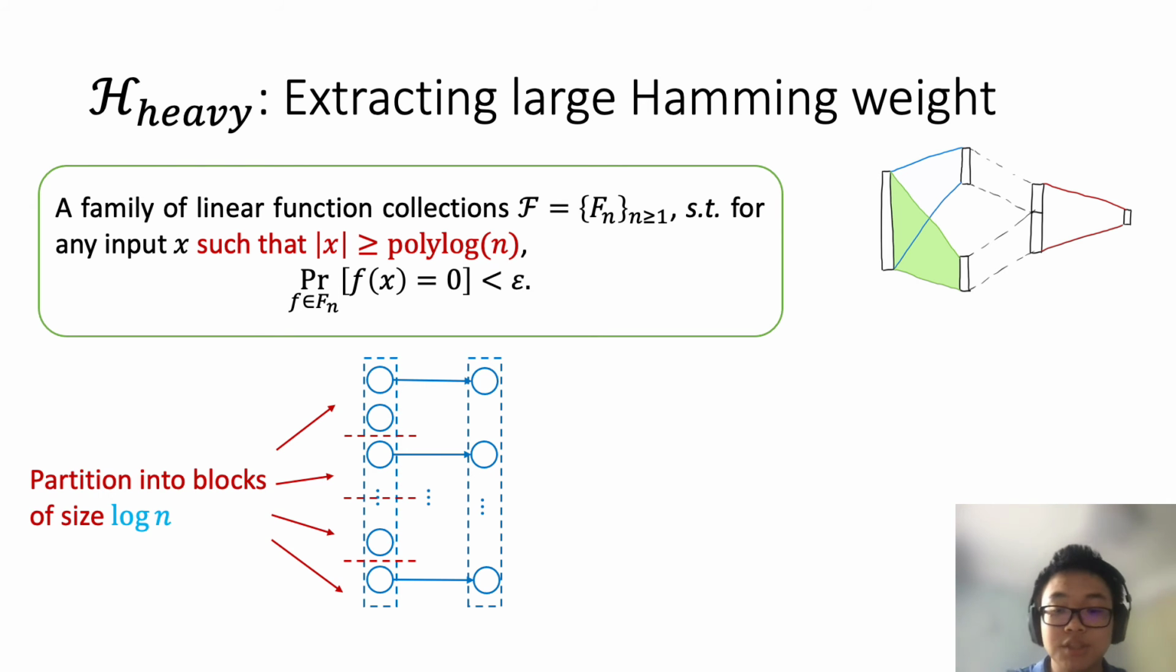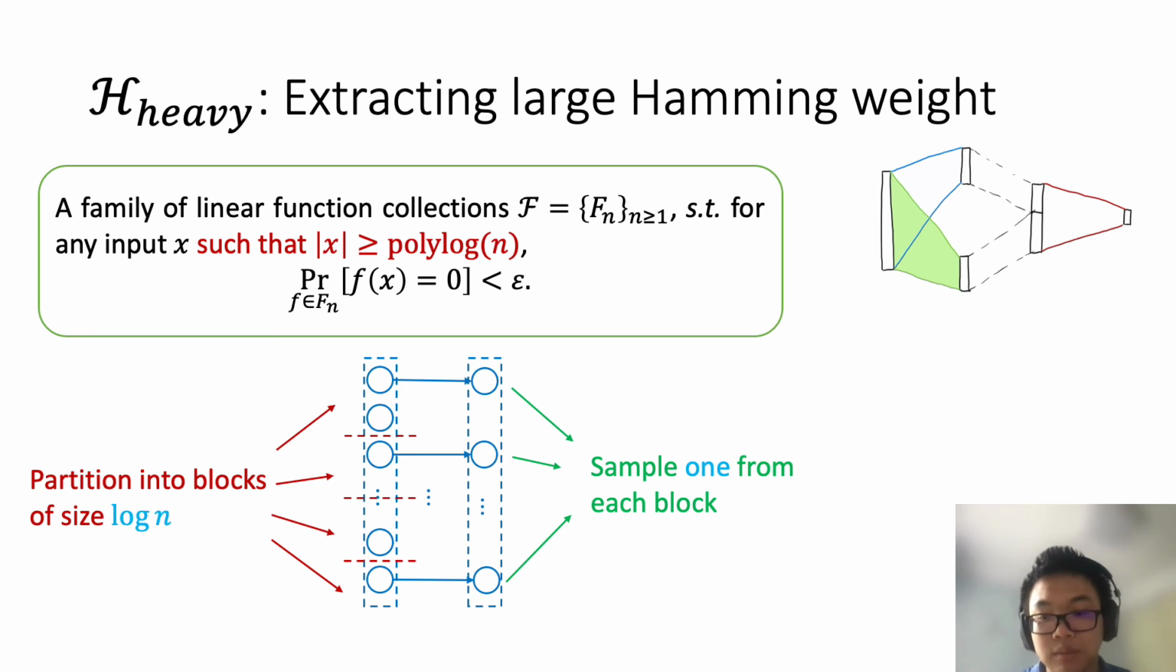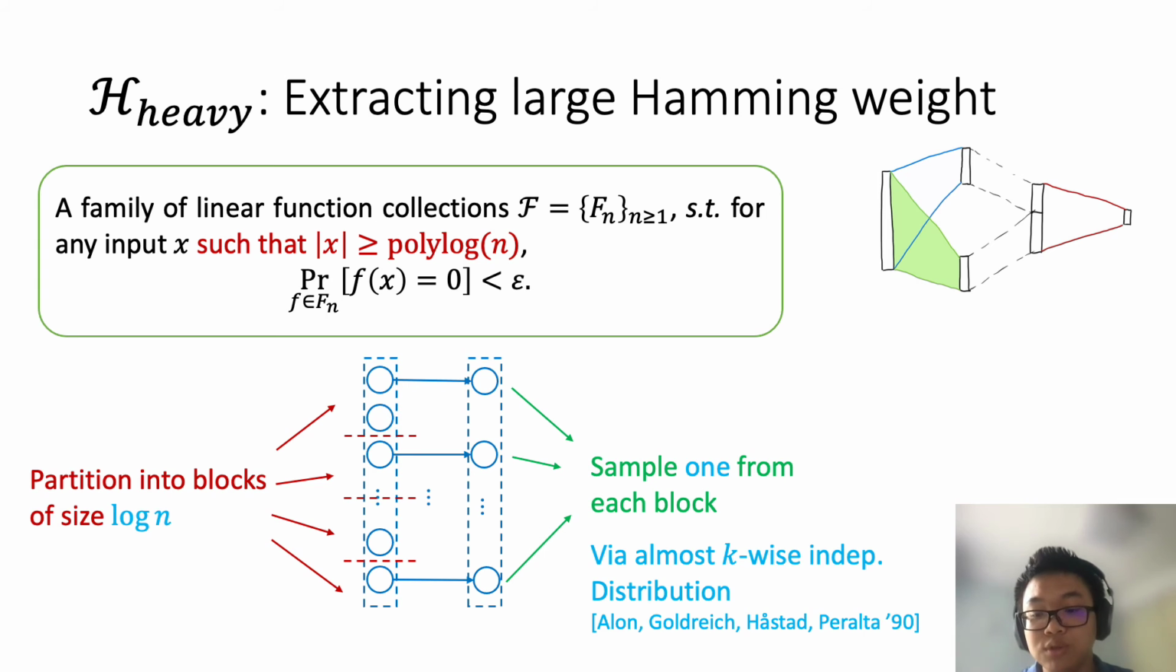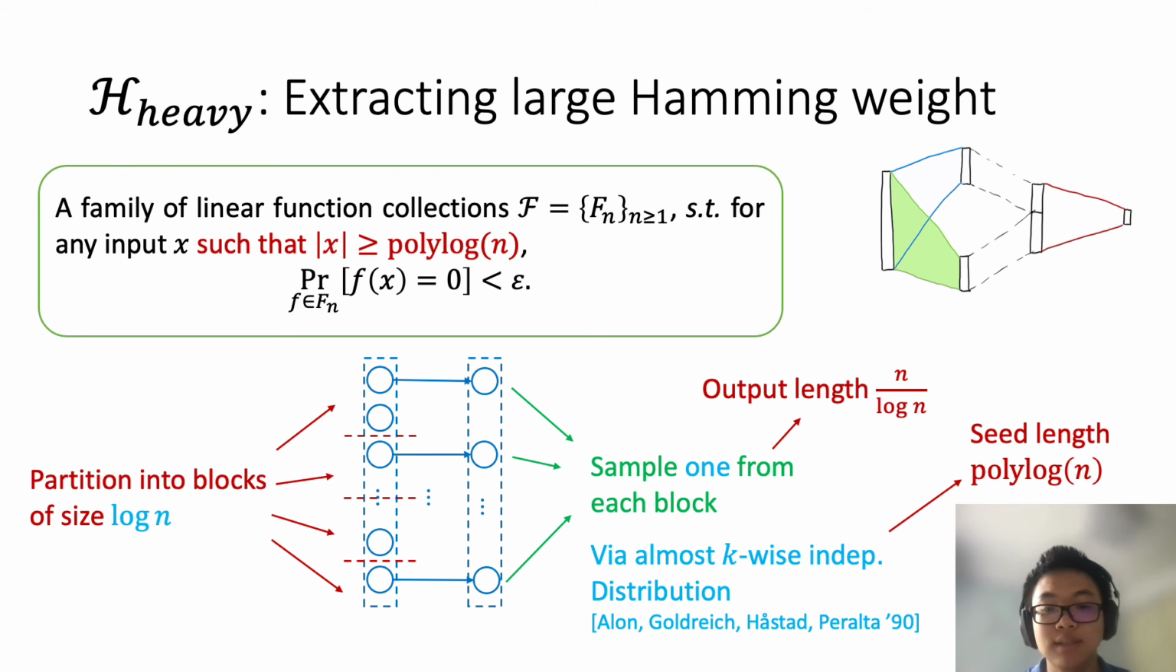We first partition the inputs into blocks of size log n, so we have n over log n blocks. We then sample one input from each of the blocks and mark them as output. And we do the sampling via an almost k-wise independent distribution. Now since we are only sampling one input from each block, we have output length n over log n. And since we are sampling via a k-wise independent distribution, the seed length is polylog n. The almost k-wise independent distribution we use is strongly explicit, so our hash function is strongly explicit as well. So everything is good.